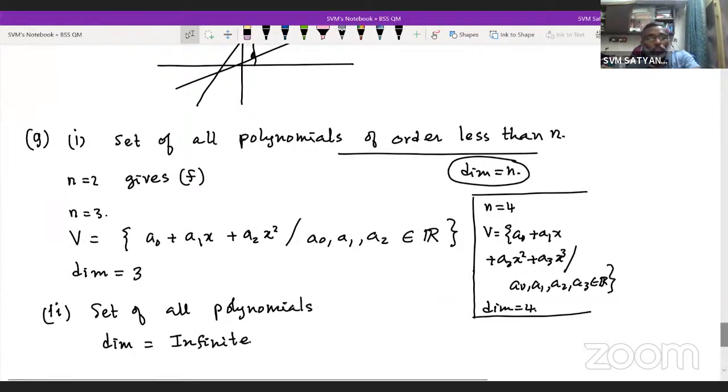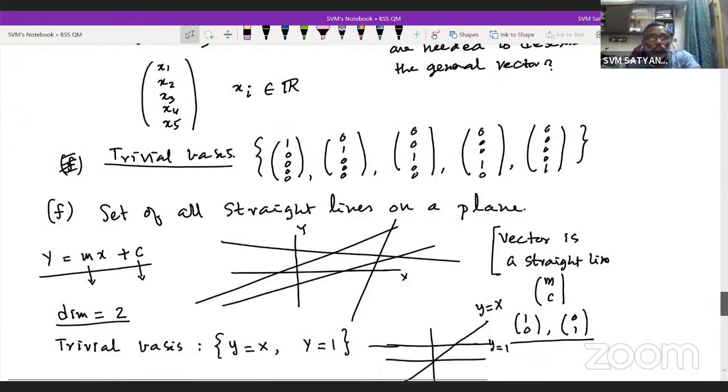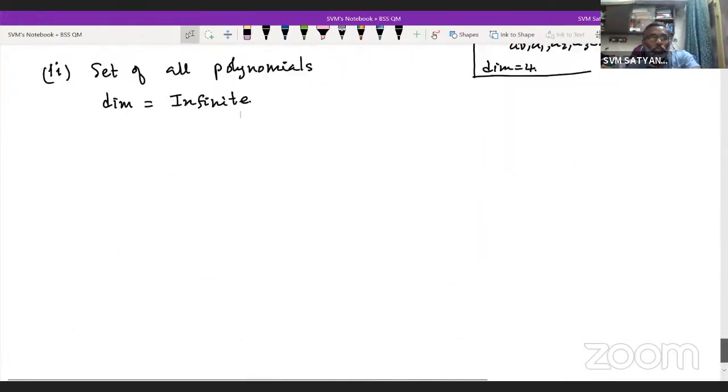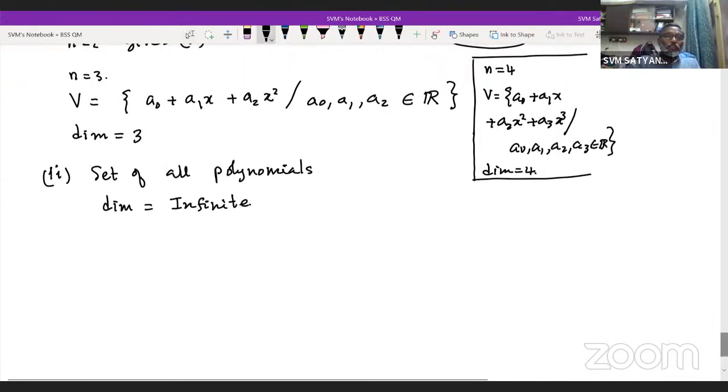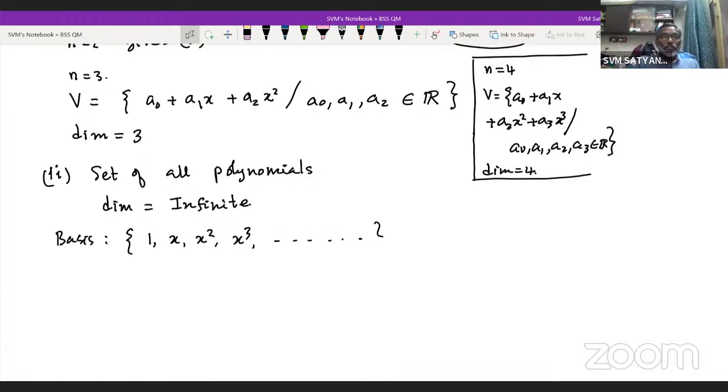Please keep this in mind. We are having only one variable, x; it's only a function of x. If you want to write a basis for the set of all polynomials, we can say 1, x, x square, x cube, and so on, all powers of x. This basis is called the monomial basis because each one of them is a monomial. It's not a polynomial, but it's a monomial.